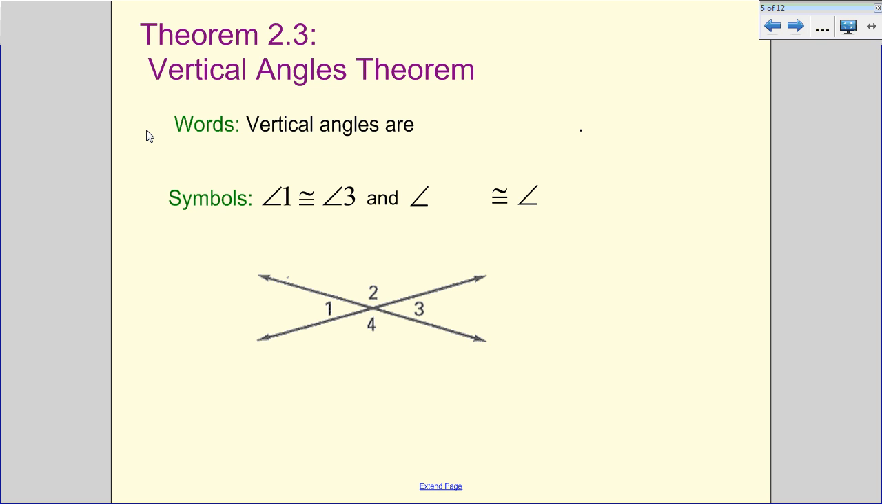Now we're going to take a look at the vertical angle theorem. Once again, these are things that we are going to be able to prove as being true. So what we know is that vertical angles are congruent.